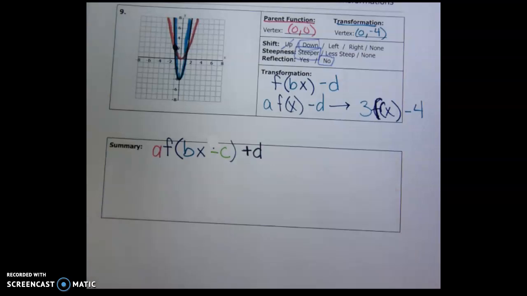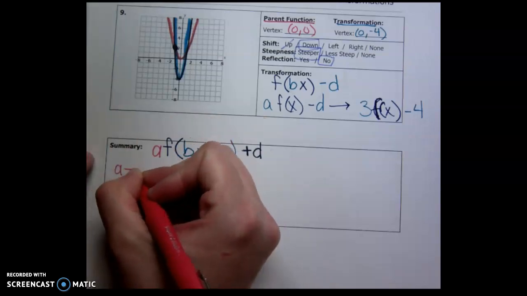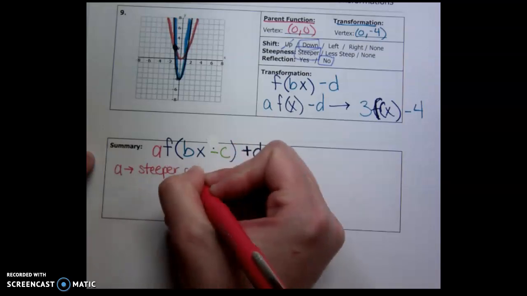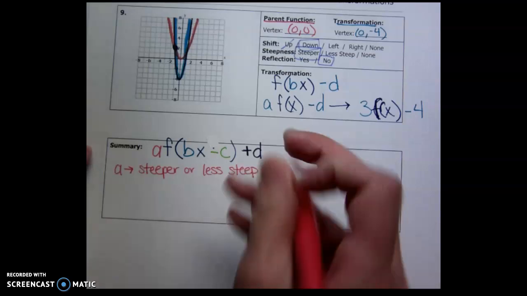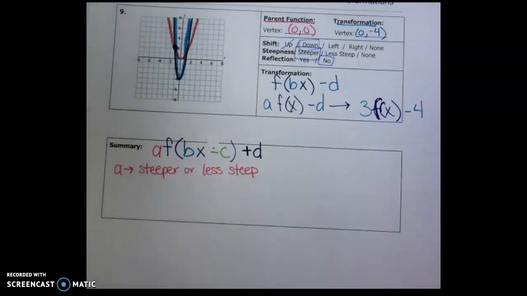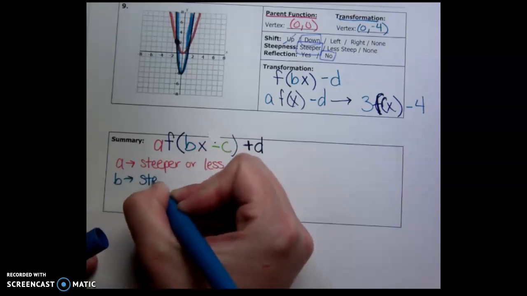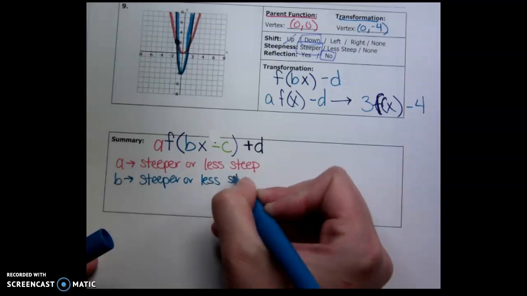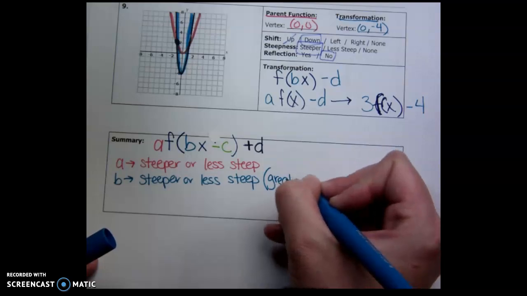So we can summarize what each of these things do. A makes it steeper or less steep. B also makes it steeper or less steep. And I'm going to write that it has a greater effect than A.